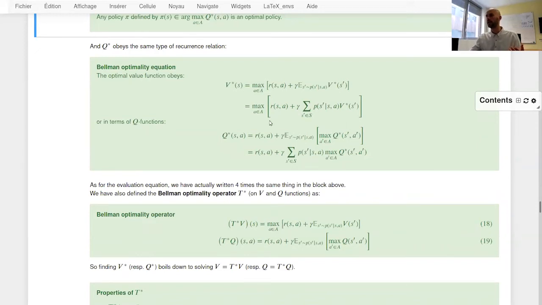And that is written like the right-hand side of those equations up there. So eventually, finding V star, respectively Q star, boils down to solving the problem V equals T star of V and Q equals T star of Q.